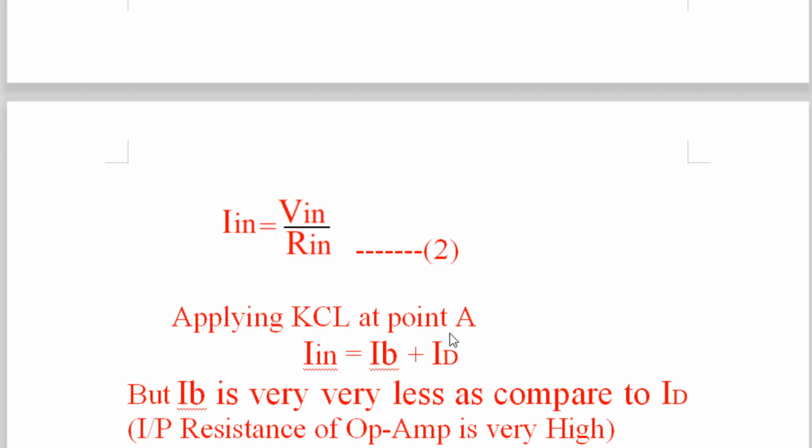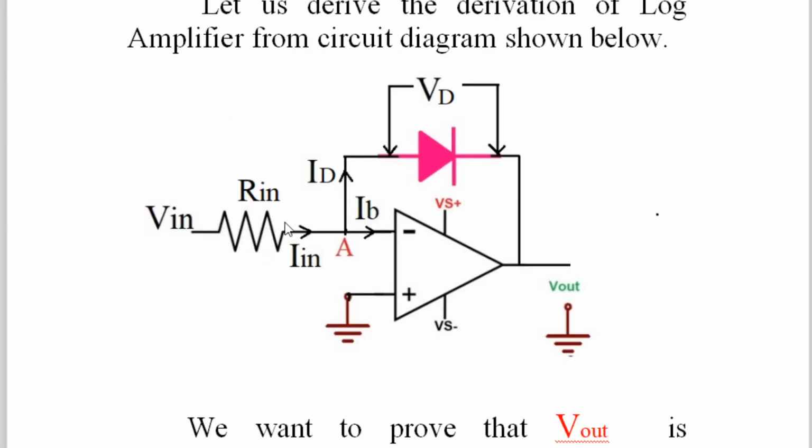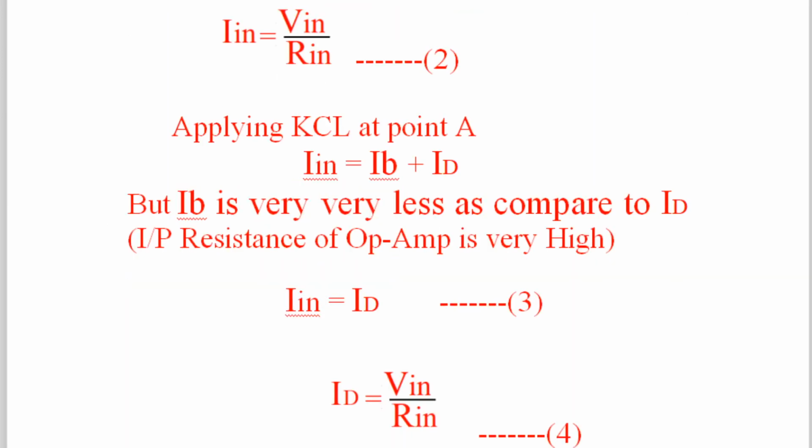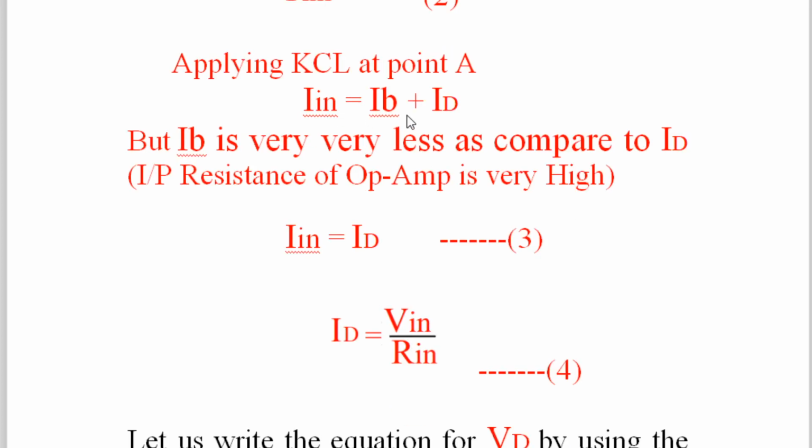Applying Kirchhoff's current law at point A, what can we write? Input current Iin is equal to base current IB plus diode current ID, because at point A, the incoming current is always equal to the sum of the outgoing currents. So Iin is equal to IB plus ID. But you know that IB is very small because the internal resistance of the op amp is very high. So Iin is equal to IB plus ID, but IB is very small as compared to ID. Reason?